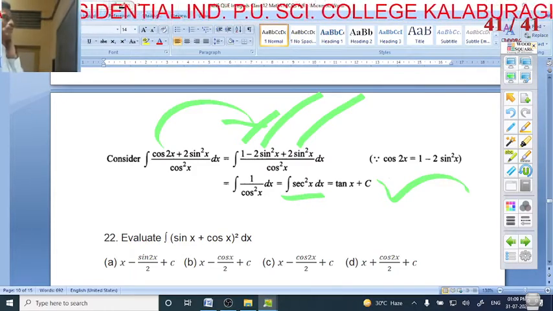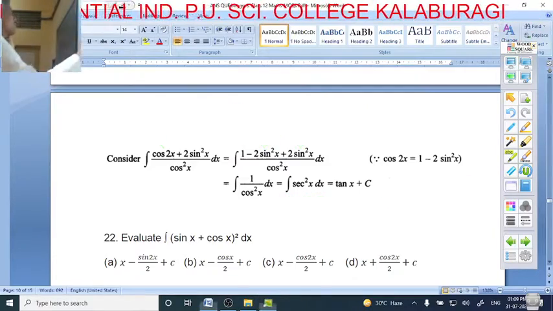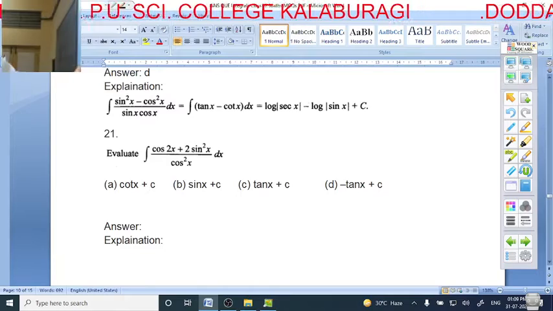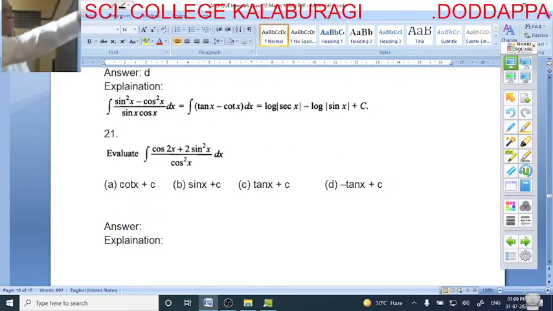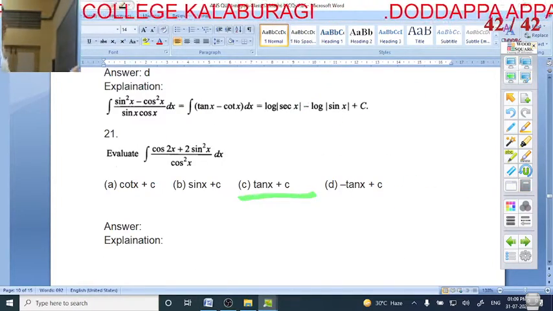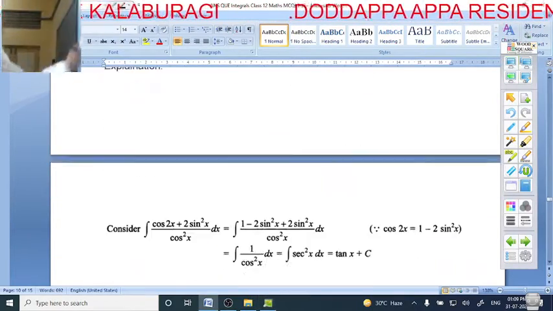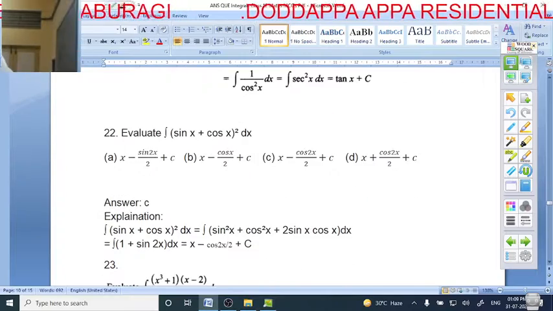So therefore, the answer option tan x plus c is correct. Now come to the next example, 22.